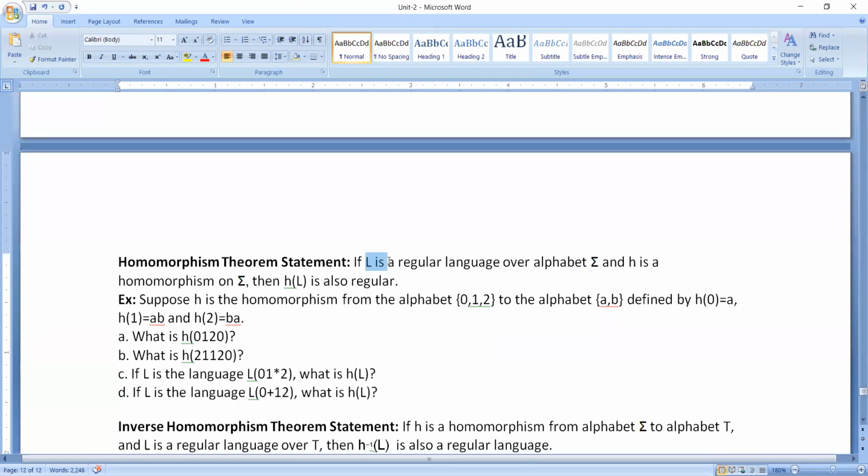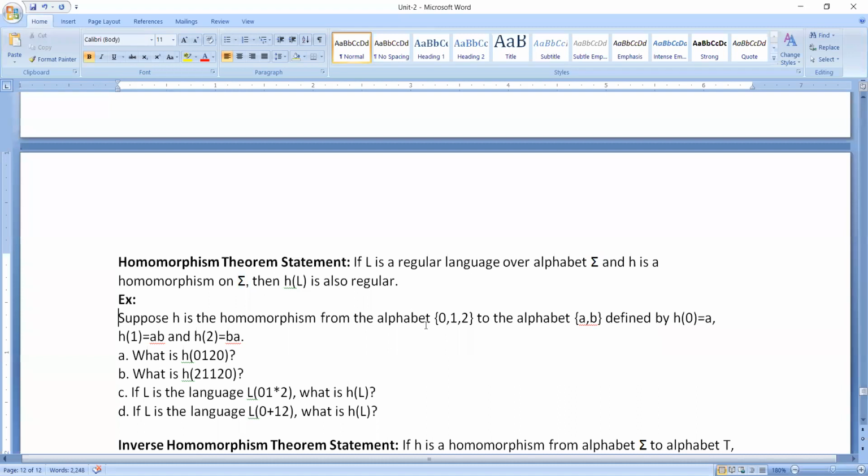If we have L, a regular language over some alphabet sigma, and H is a homomorphism function on the alphabet sigma, then after applying the homomorphism function H on this language L, whatever result we get is also a regular language. From this theorem, I hope you are not able to understand anything, so let's have a look at this example.